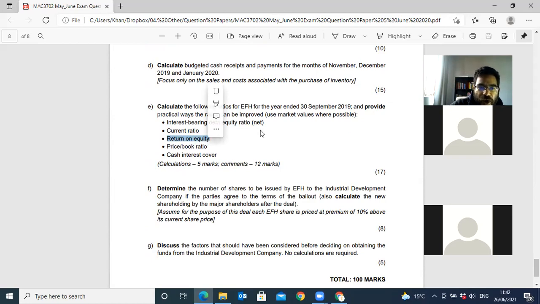So they're saying using market value. So the equity you're going to use over here is going to be market value. So how can you improve?